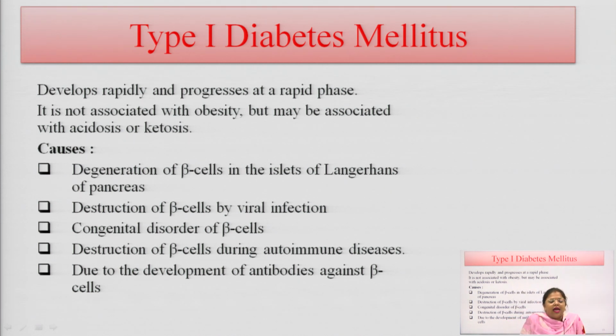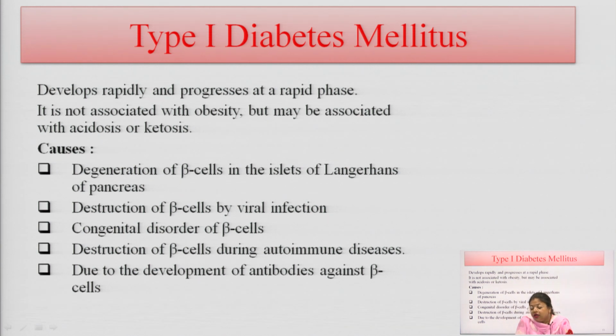This diabetes rapidly develops and progresses at a rapid rate, but it is also correlated with acidosis and ketosis. The main reason is degeneration of beta cells, or destruction of beta cells by any viral infection, or a congenital or genetic disorder of beta cells.